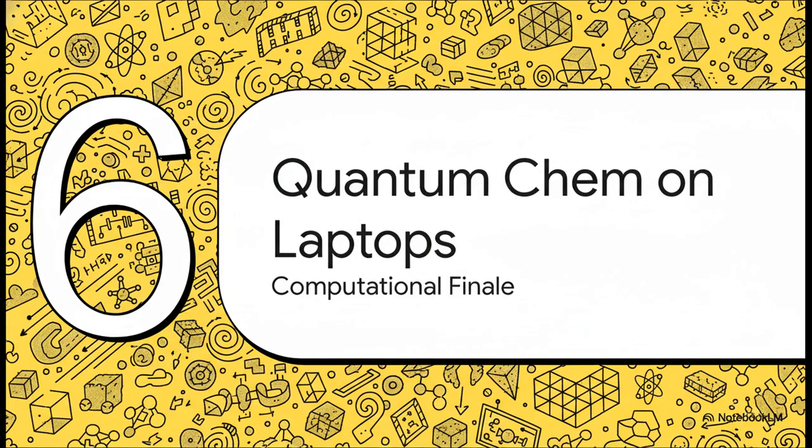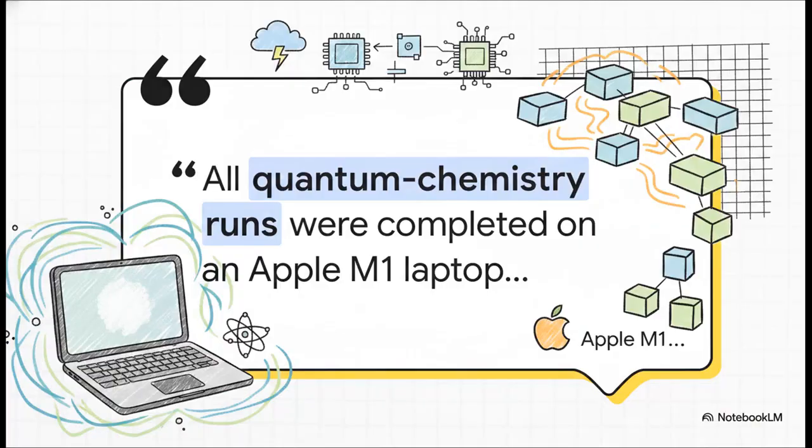Section 6. Quantum Chemistry on Laptops. Okay, we've reached the finale, and the paper states something truly, truly incredible here. All quantum chemistry runs were completed on an Apple M1 laptop class machine. No quantum hardware, no HPC cluster. Let that sink in. We are talking about taking exponential, strongly correlated molecular systems, the exact kind of problems the entire industry assumed required a fault-tolerant quantum computer or a massive supercomputing cluster. And they are running them on a standard off-the-shelf laptop. The stark juxtaposition here is just mind-blowing.